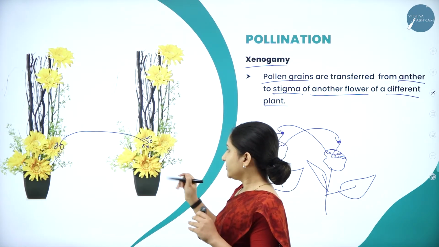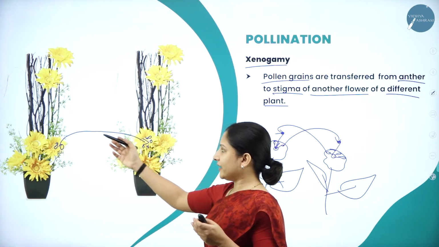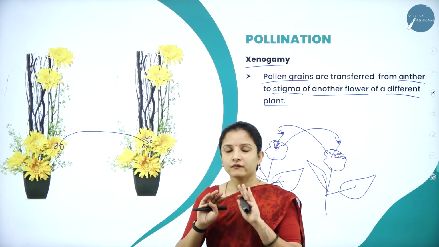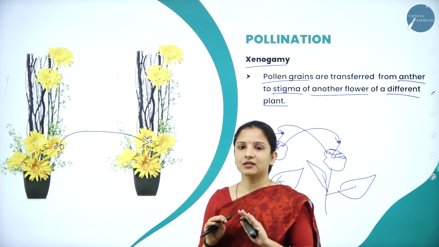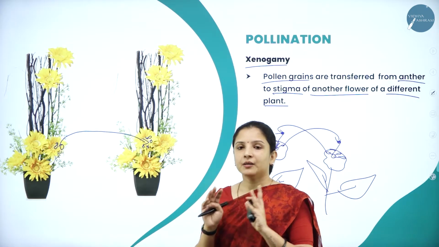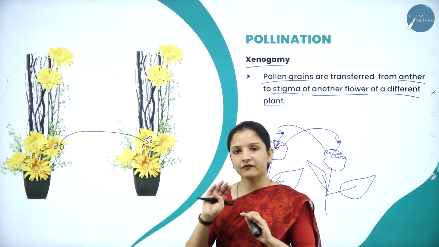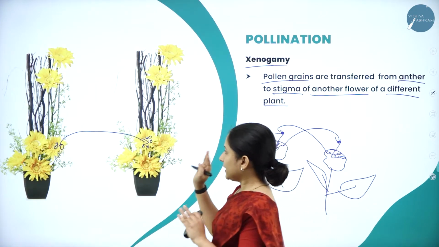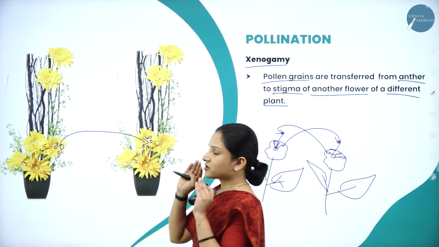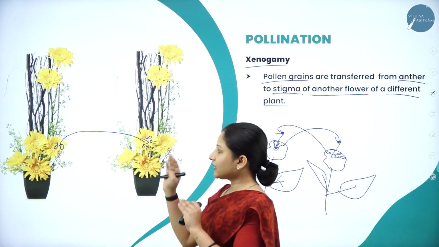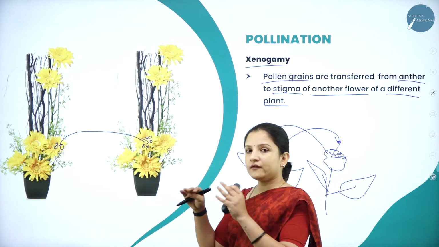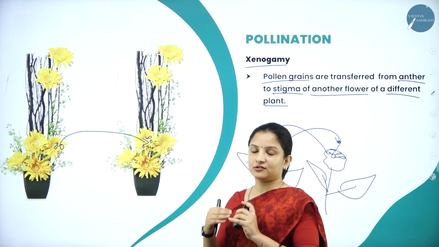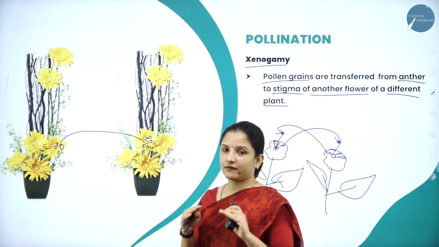Say, for example, this is the Gerbera plant, and if the pollen grain falls on a rose flower, the pollination will occur. The pollen grains will be deposited on the stigma of the rose flower, but the pollen grains will not germinate and fertilization will not occur. Why? Because it is of a different species. So in xenogamy, you have the transfer of the pollen grains from the anther to the stigma of flowers of separate plants of the same species. Mentioning the same species is very, very important.